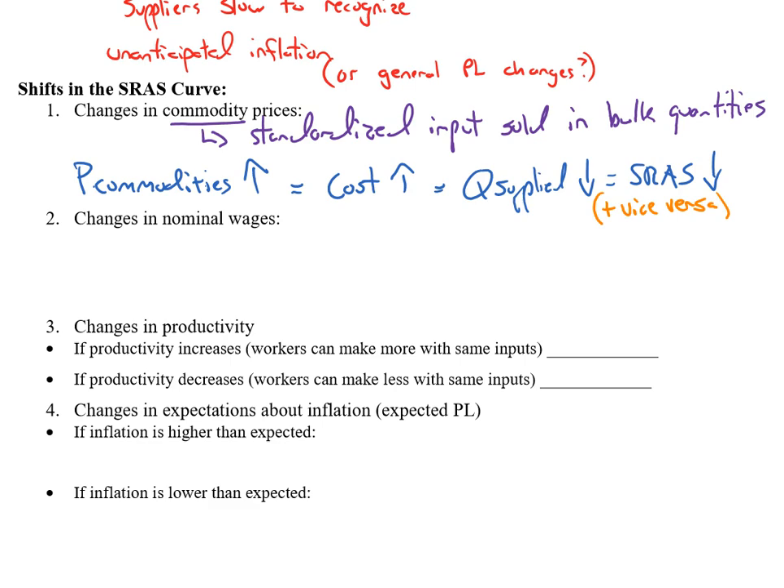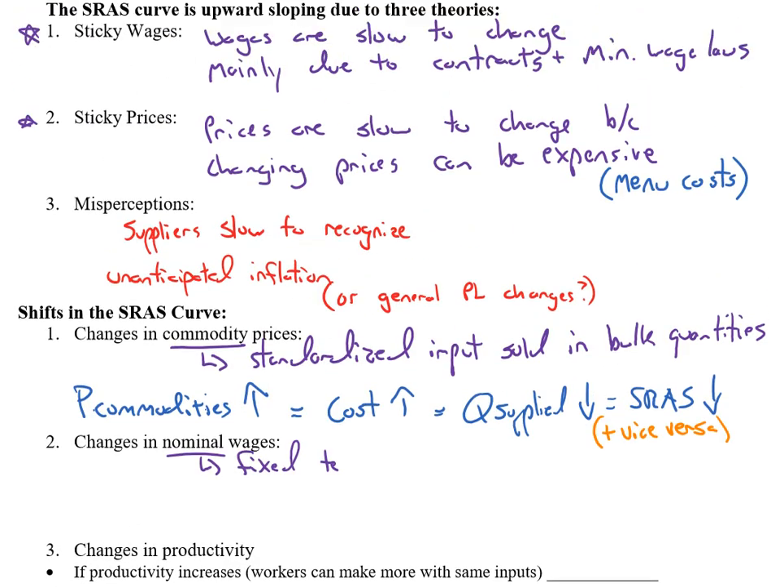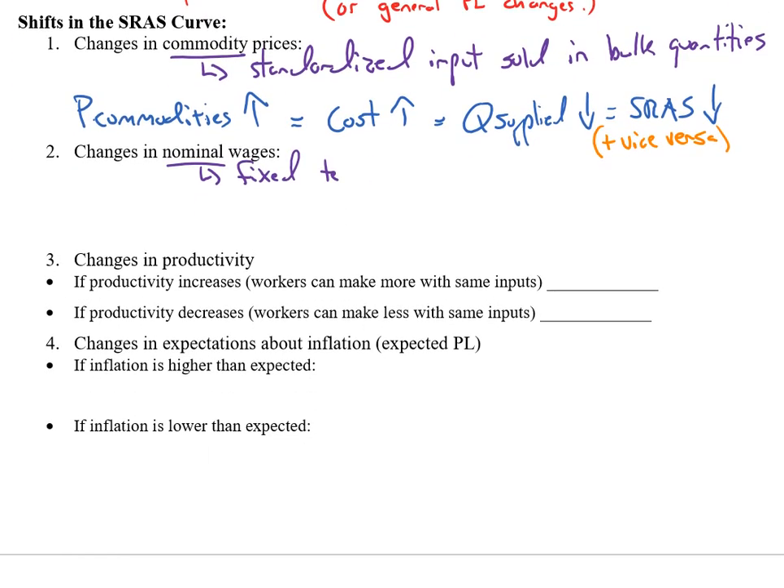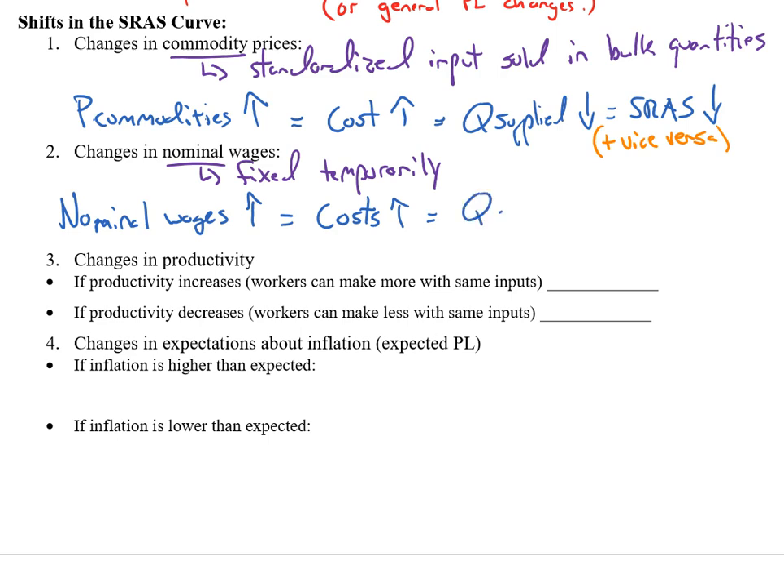And this is similar to the idea of nominal wages. And again, nominal wages are wages that are often fixed temporarily because of sticky wages. We have this up above. So nominal wages are fixed temporarily until contracts get renegotiated often. If nominal wages are going up, again, that's a cost for a business. So costs are going up, which means the quantity that's supplied will go down, which means the short run aggregate supply will also go down.